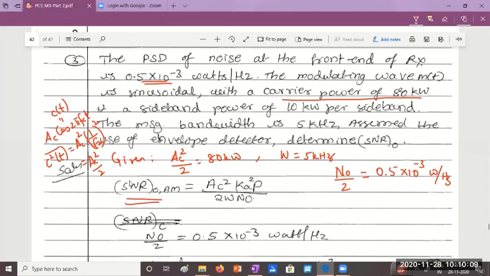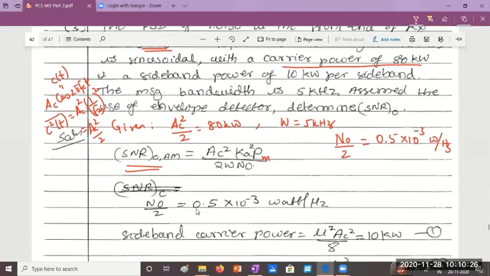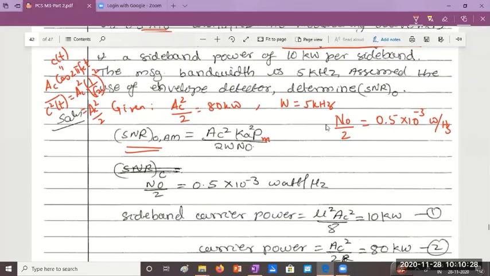So you have to recall the SNRO equation for AM, which is given as Ac square Ka square Pm divided by 2 N naught into W. So this is the output SNR equation. Let's try to substitute everything. Remember, the carrier power is Ac square by 2. The noise power spectral density is N naught by 2.